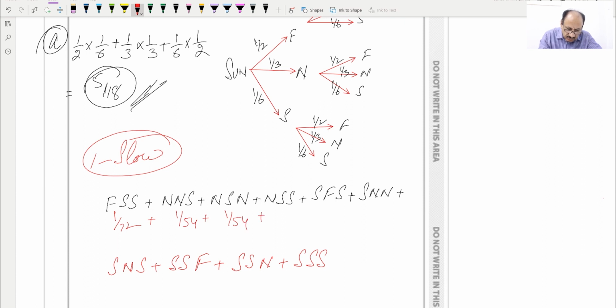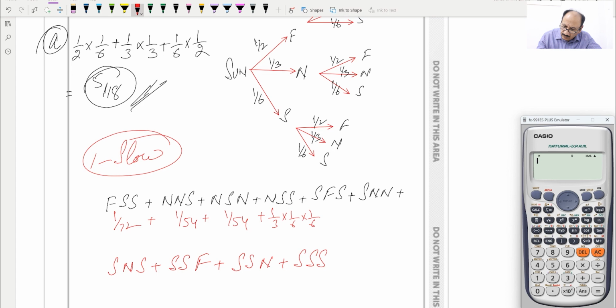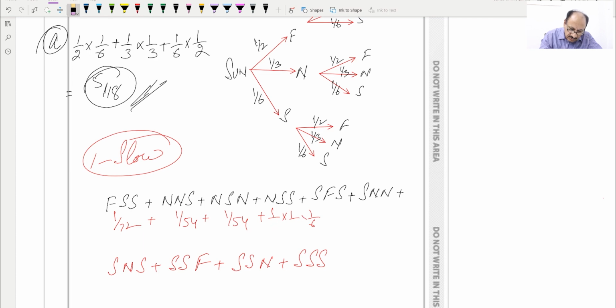Next is no change, which is 1 by 3, and then slow and slow. So 1 over 3 into 6 into 6 will be resulting to 108. So we can write here 1 over 108.